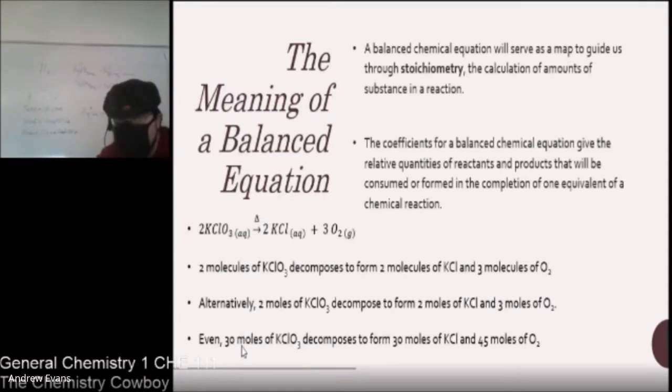Scaling this up, if I want to do a huge reaction, 30 moles of potassium chlorate would produce 30 moles of potassium chloride and 45 moles of oxygen. So we are going to be able to use this to scale up from any scale.